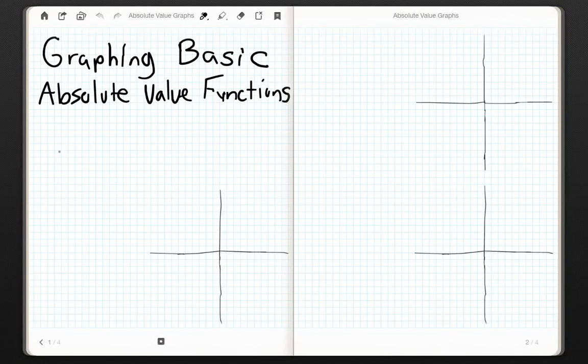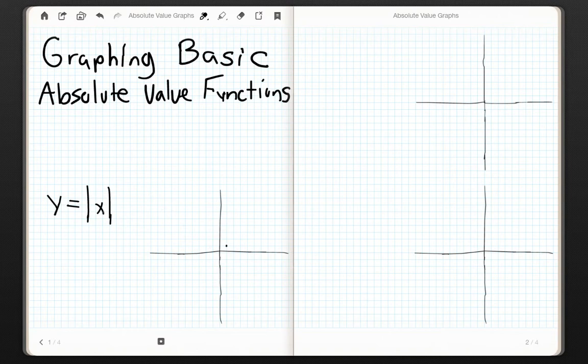Alright, let's get started with graphing absolute value functions. So, we will start with the most basic one. Y equals the absolute value of x. So here's what it's going to look like. Let's say x is 1. What is the absolute value of 1? It is 1. So we have x is 1. The absolute value of x is going to be y. So 1, 1, right there.